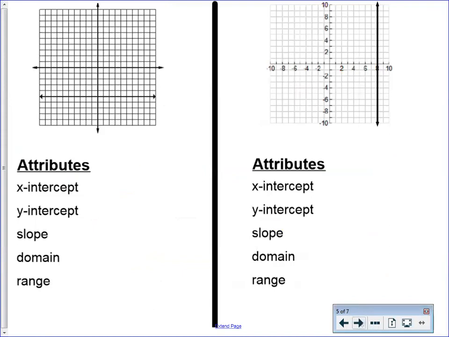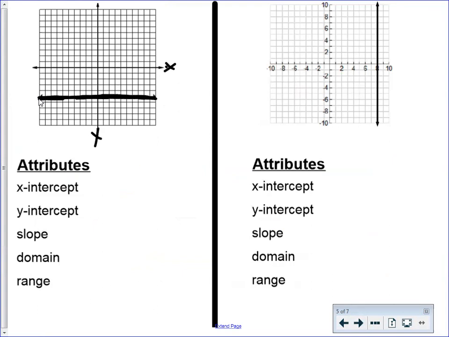All right, so looking at the graph on the left, notice here's my line right here. I know it's kind of small, kind of thin to where you can't see it as well. Here's where your line is right there. Here's my x-axis. Here's my y-axis. Let's come up with our attributes.